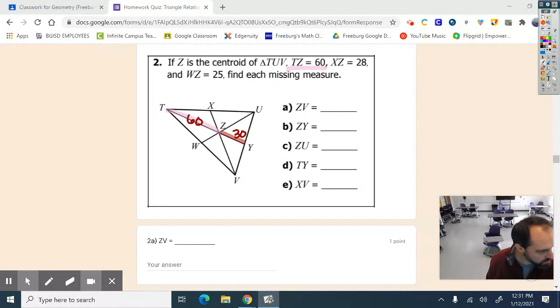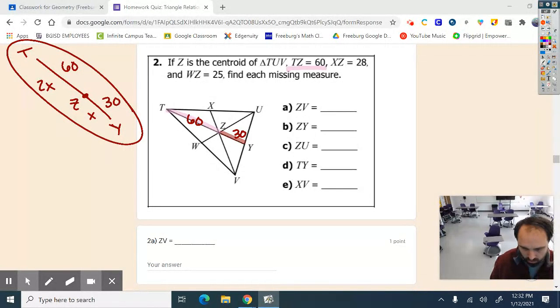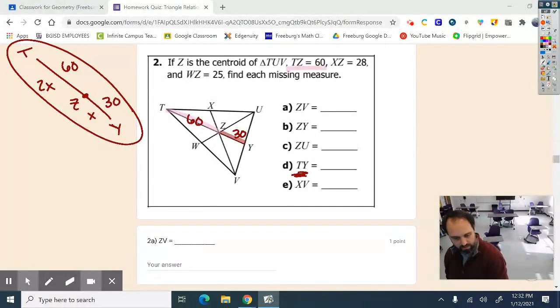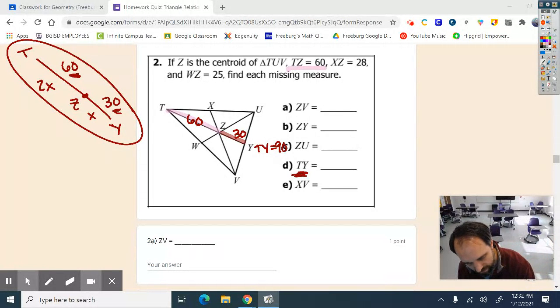In other words, if I'm looking at this full line here of T to Y with that centroid point Z, this is 2x, this is x. This is 60. This is half of 60. And then later on, it actually might be useful to look at this because I think it's going to ask us for TY as well. That full distance would be 60 plus 30. So I know TY is equal to 90.